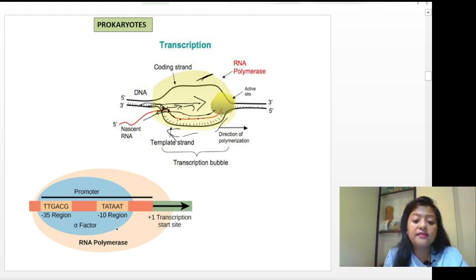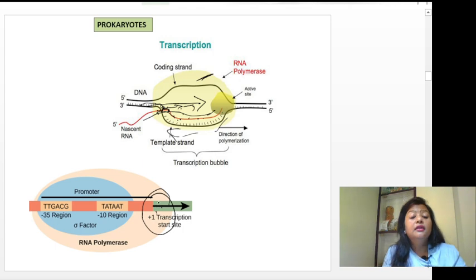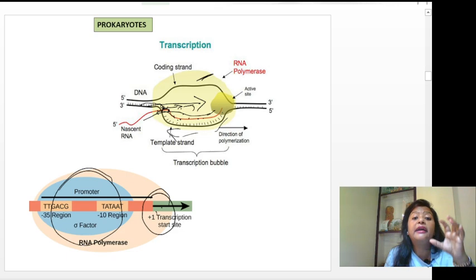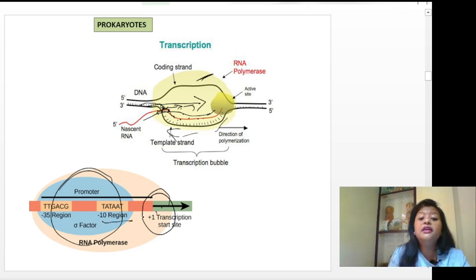Now coming down, you can see the RNA polymerase structure. See, this is the transcription site. That means from here, the transcription will start. That means from here, RNA polymerase will start adding the nucleotides. But this sequence is the promoter. That means this is the identification. So this is the TATAAT region, okay, which is also called the Pribnow box.